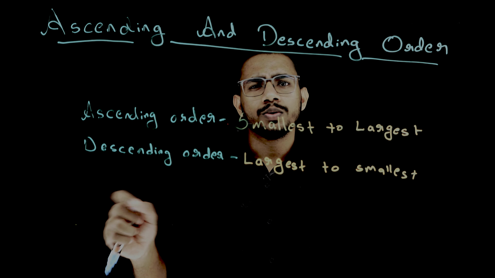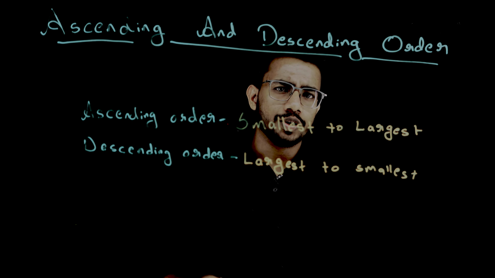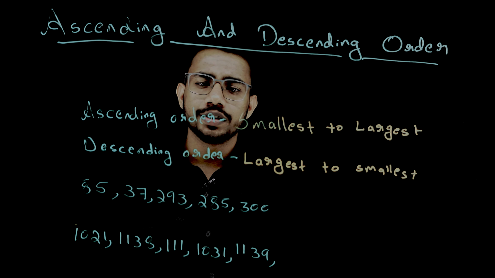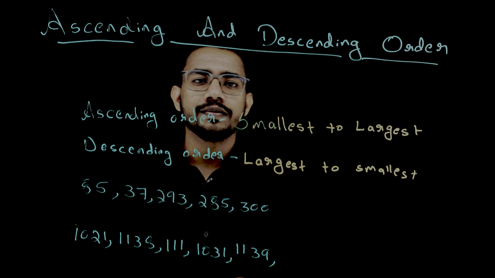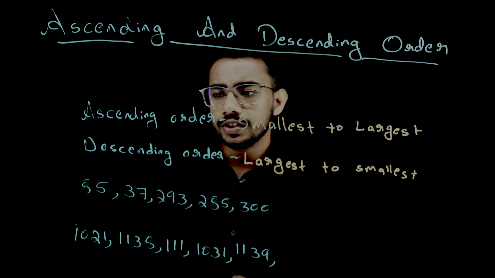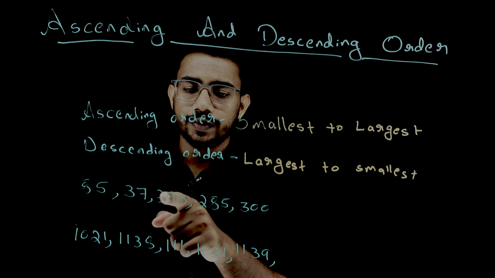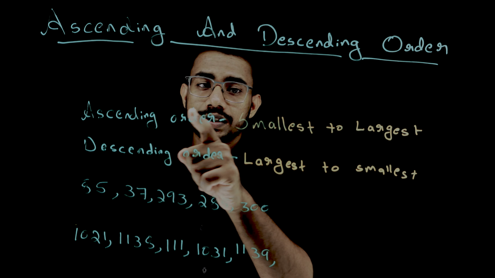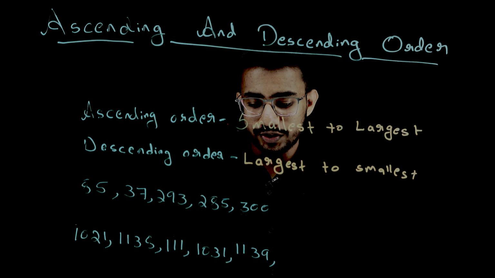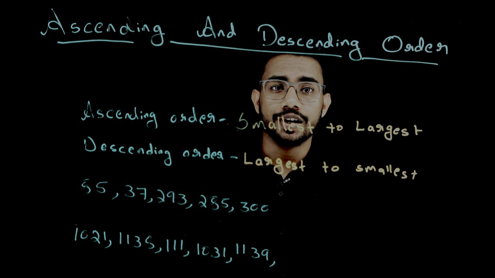Now we will see how to arrange a couple of numbers using this order itself. So I'm having 2 series here. On the first one we will arrange them in ascending order, and the other one we will arrange in descending order. The first one, 85, 37, 293, 285 and 300. Ascending means from the smallest one to the largest. So we have to find out the smallest one here, right?